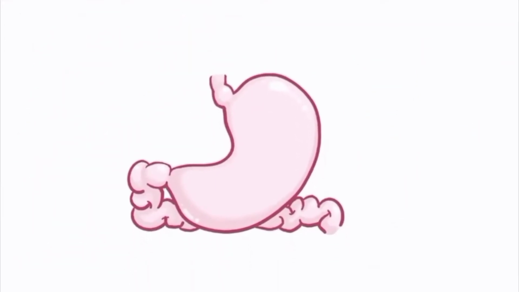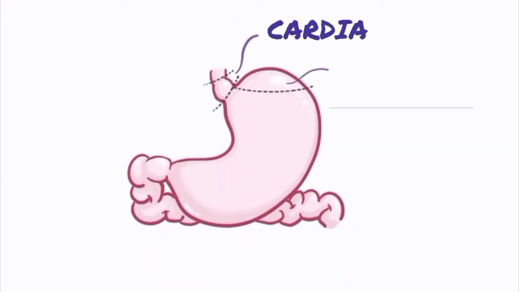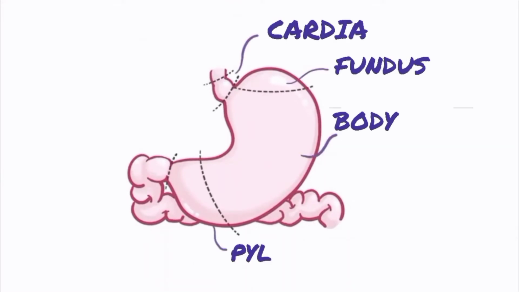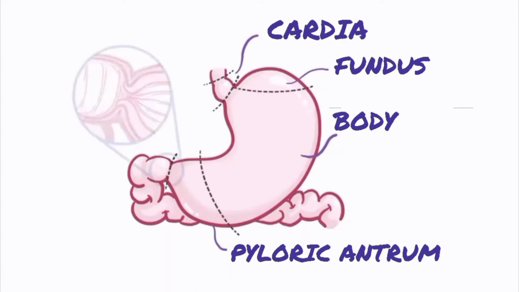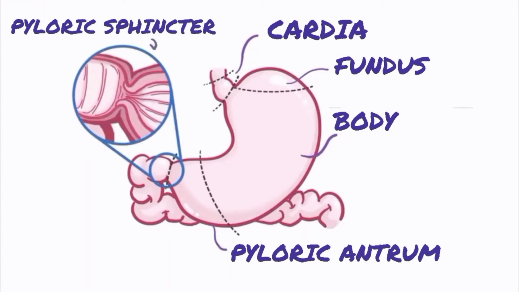Now, in the stomach, there are four regions: the cardia, the fundus, the body, and the pyloric antrum. There is also a pyloric sphincter or valve at the end of the stomach, which closes while eating, keeping food inside for the stomach to digest.